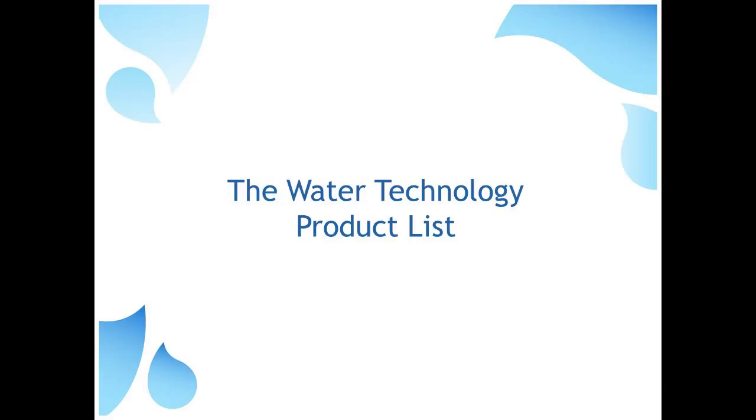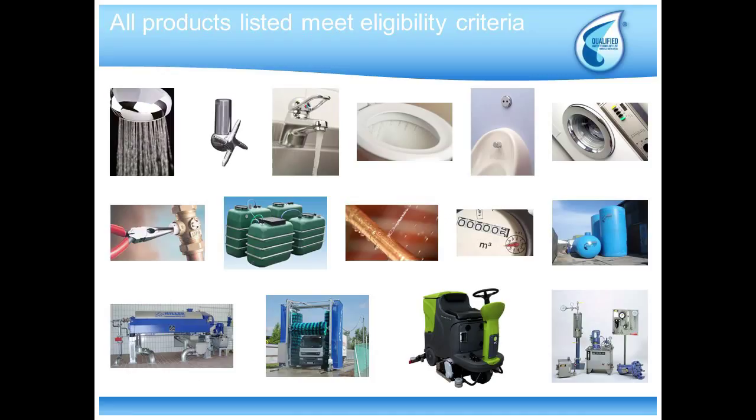What kind of products and product categories do we currently have on the list, and how do you actually access it? Well, the water technology list, as I said, is the mechanism through which the Enhanced Capital Allowance Scheme is delivered and provides a list of sustainable water products against which the ECA can be claimed.